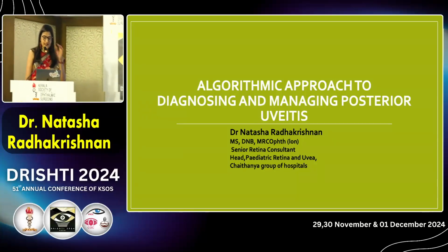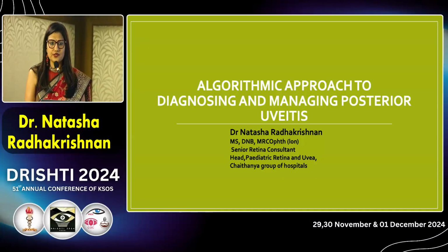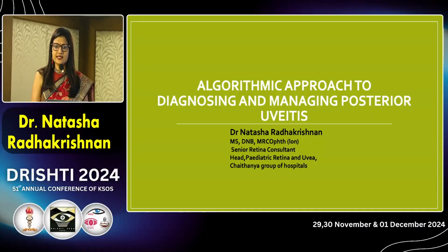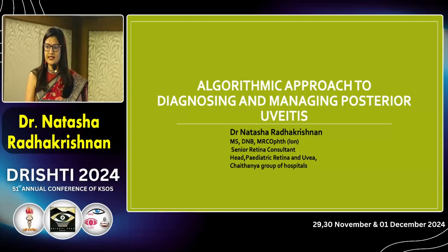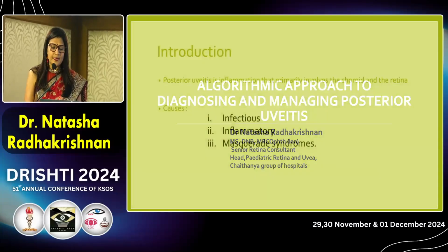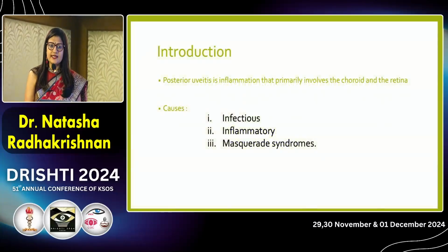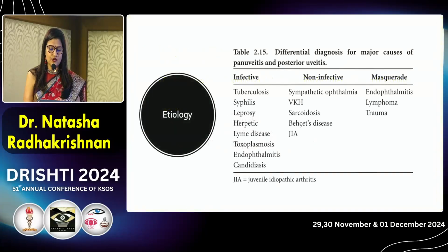Thank you, Dr. Shane. So we are going to look at how we can proceed systematically in diagnosing and managing posterior uveitis. Posterior uveitis is inflammation that involves the choroid, but the choroid and the retina being so closely involved, often it involves the retina also. And the causes can be infectious, non-infectious inflammatory and masquerade syndromes.